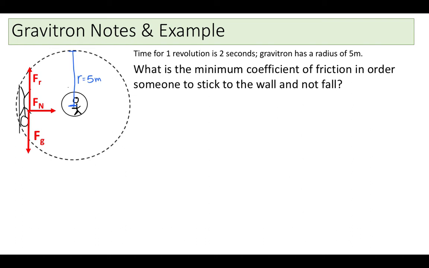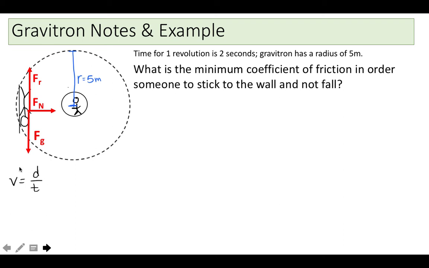So let's say we know that the radius of this ride is 5 meters, and we are looking for the minimum coefficient of friction in order for someone to stick to the wall and not fall. The time for one revolution is 2 seconds, and like I said, the Gravitron has a radius of 5 meters. So we already drew our free body diagram. The next step would be to sum up our forces, both this time in the x and y direction.